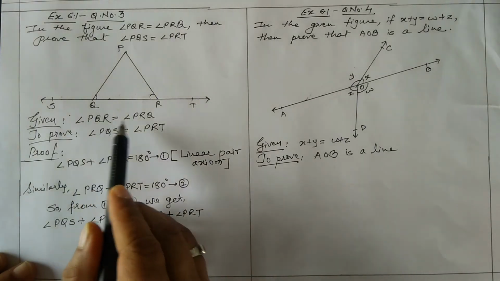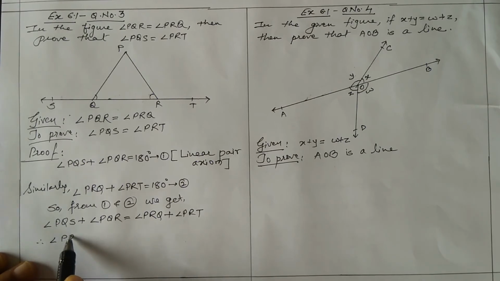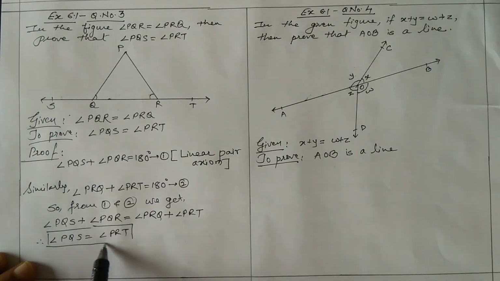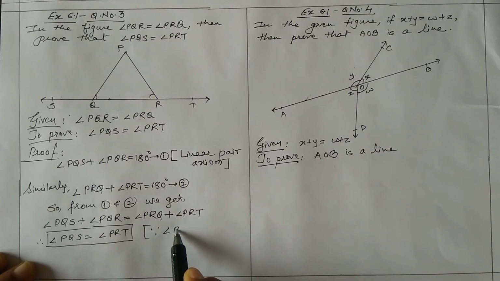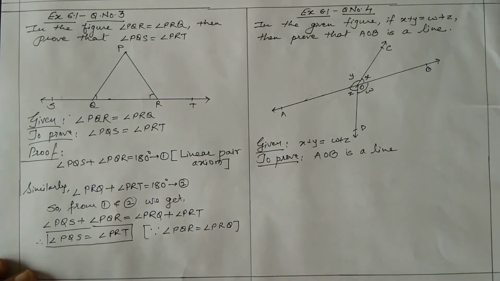But what are PQR and PRQ? They are equal. PQR and PRQ are equal. Therefore, angle PQS is equal to PRT. Since angle PQR is equal to PRQ, we can cancel them, and therefore we are getting this. So we have proved PQS is equal to PRT. Hope you have understood. Let us see question number 4.